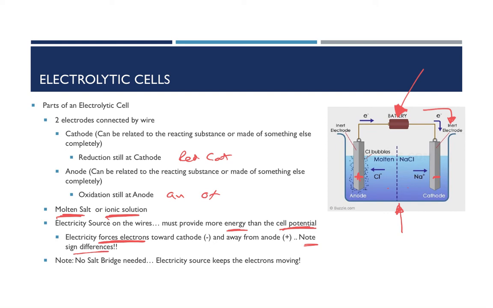You'll also note here that we do not need a salt bridge. Remember, a salt bridge in a voltaic cell is used to keep the charge balanced so that the electrons can keep flowing. Well, we don't need that here because the electricity source is what keeps those electrons moving through the wire.